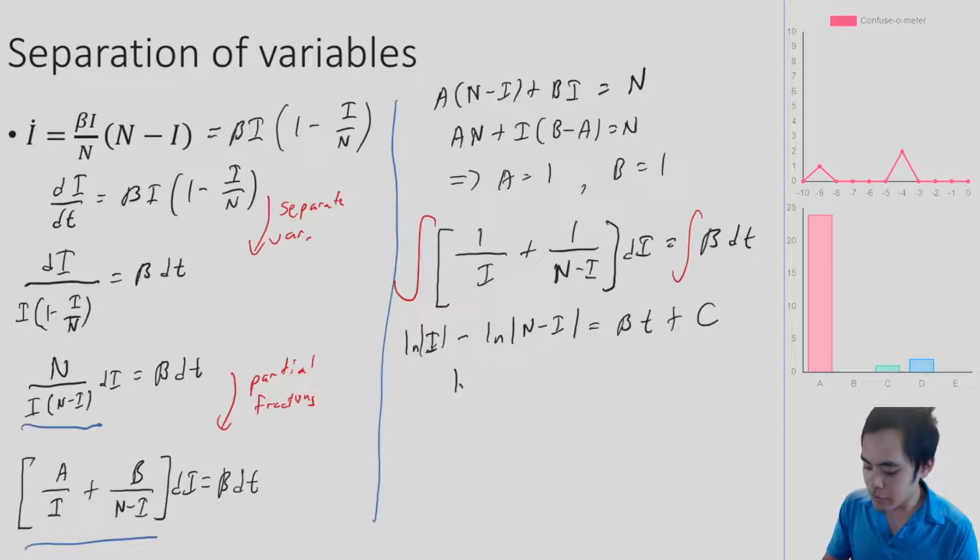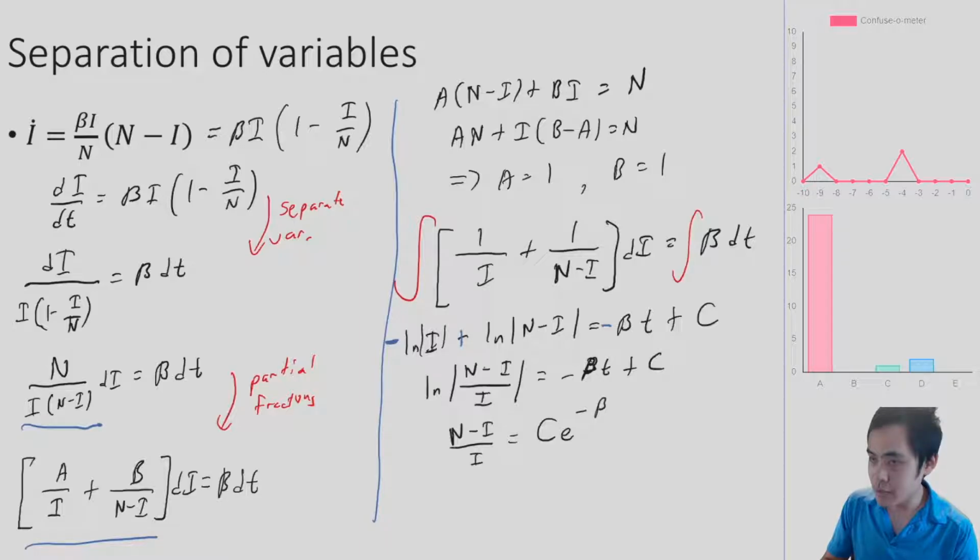We can combine these together using the rules of logarithms. I'm going to multiply by a negative sign on both sides actually to make this work out nicely. So let's multiply by -1 on both sides. And I'm going to combine these together. And so then you're left with natural log of n minus I divided by I is equal to minus beta t plus c. If we take the exponential of both sides, we get n minus I over I is equal to c e to the minus beta t, some other constant.